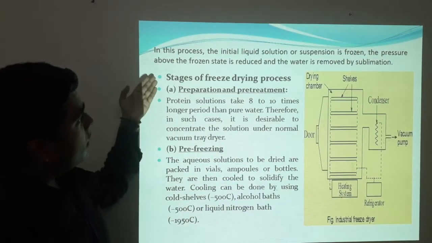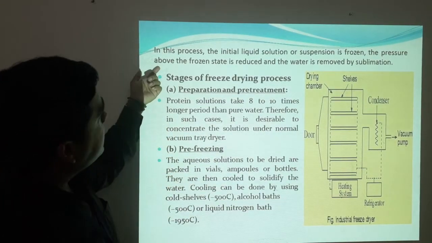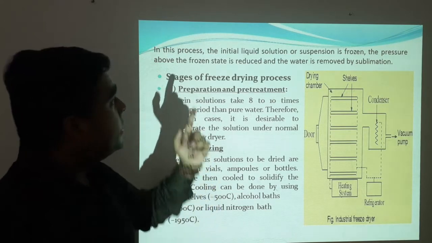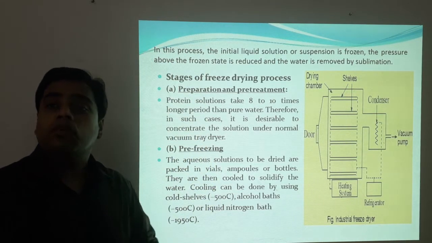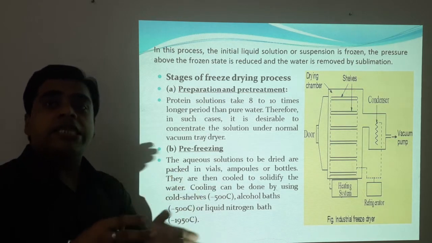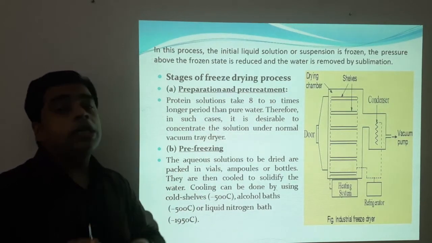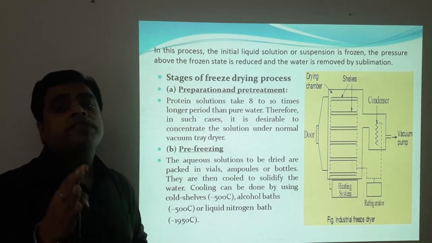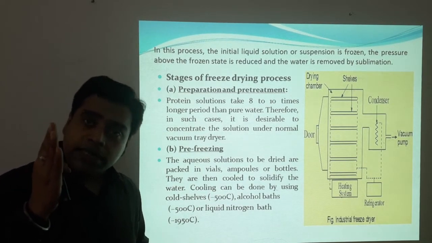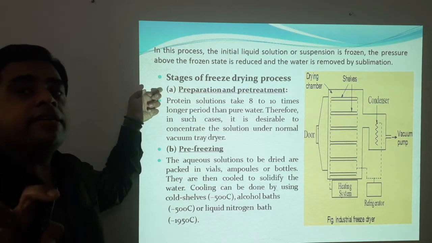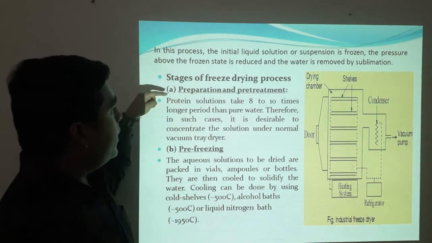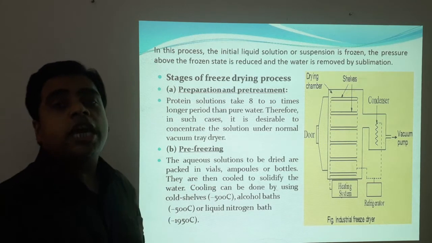So let us see what the stages are, and what is being done behind this initially. In this process, the initial solution or suspension is frozen. The pressure above the frozen state is reduced and water is removed by the process of sublimation. So what are the stages? First and foremost, we have to prepare and pre-treat the sample. For this, the first step is preparation and pre-treatment.